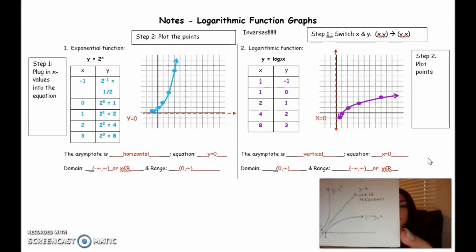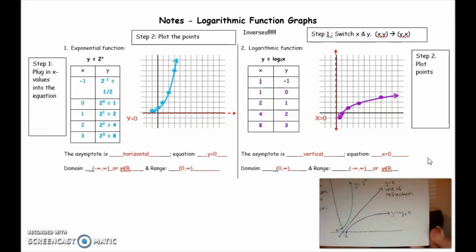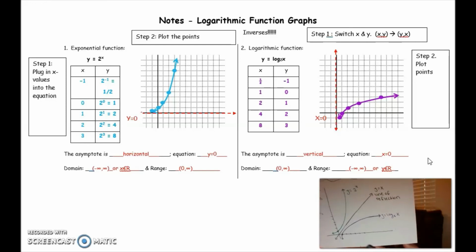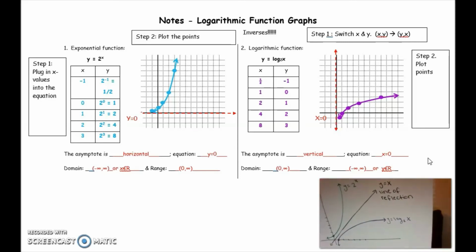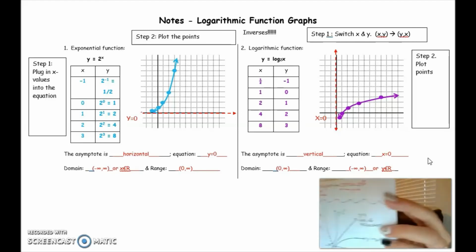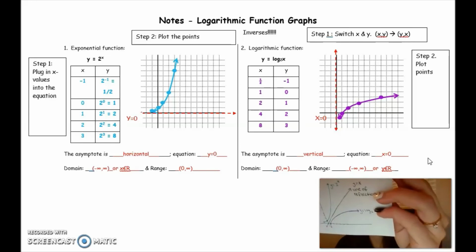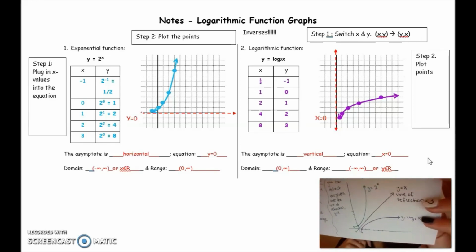There is one thing I wanted to mention that I couldn't do in Word. On the hard copy notes, there is this little portion that shows that you can reflect, since these graphs are inverses, over the line of reflection. So y equals x is the line of reflection. You'll see that little green graph. That is our blue graph, the first graph we did, y equals 2 to the x. And the purple graph is the log base 2 of x.